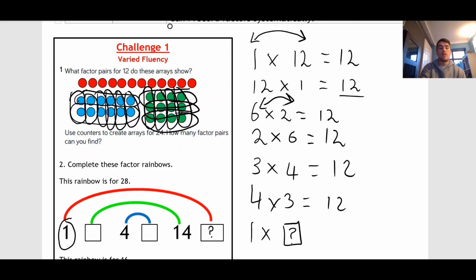1 times something equals, the rainbow is for 28. So what do we multiply 1 by to make 28? What do you multiply 14 by to make 28? What do you multiply 4 by? Pause the video and have a go.